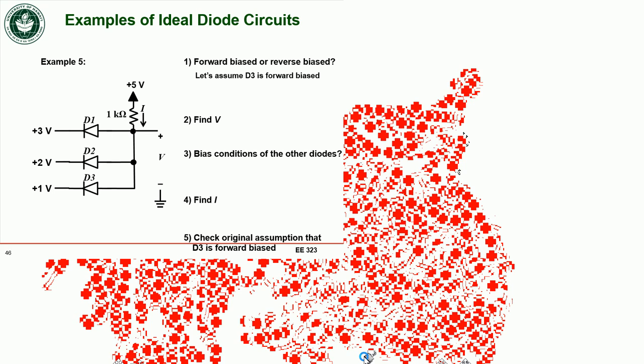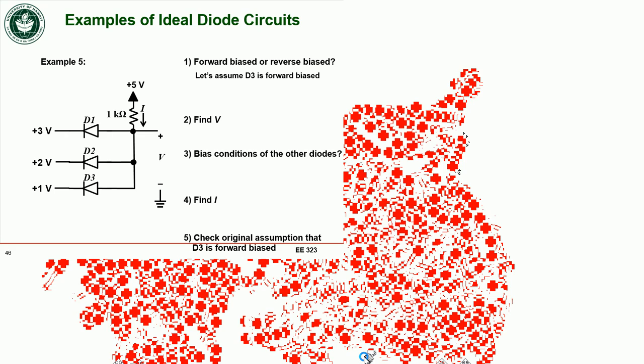It has the lowest voltage. Well, because of the fact that it has the lowest voltage on the cathode side, if any one of these diodes is in forward bias, it's probably this one, because that means I can have the most voltage dropped across this resistor and still satisfy the condition for forward bias.